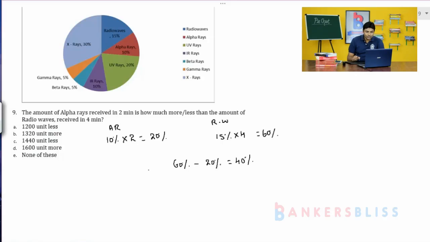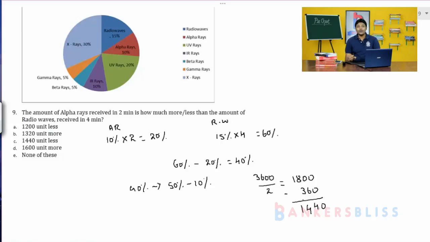So 40% of 3600. How do you calculate? 50% minus 10%, otherwise you go with 10% into 4. What is 50%? 3600 by 2, that is 1800, minus 10%, that is 360. So you get 1440 units less, because alpha we are comparing with radio waves. Alpha rays is less than radio waves by 1440 units.